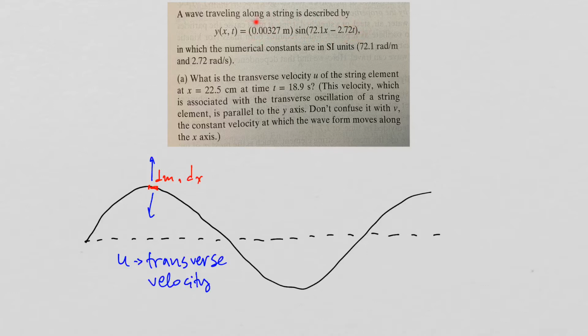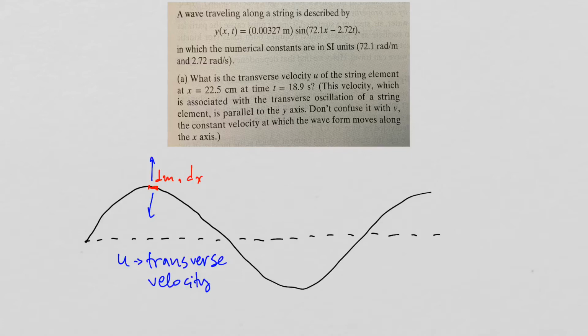In this case, that is the equation. So y of x and t is equal to 0.00327 meters times sine of 72.1 x minus 2.72 t. And of course, 72.1 is in radians per meter, and I'm sorry, this is k, that's radians per meter. And omega is 2.72 radians per second.